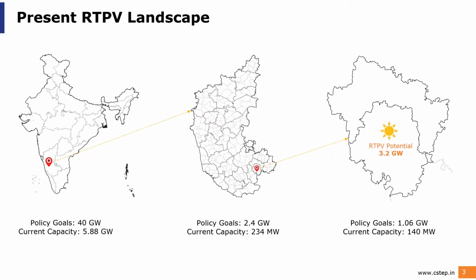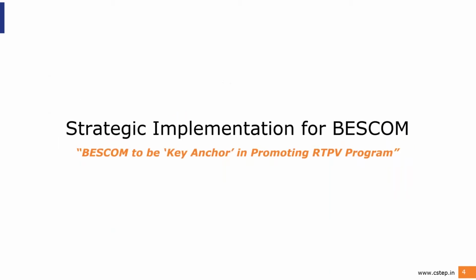Using CREST, we came to know that the city has real RTPV potential of 3.2 gigawatt, which is really huge. So by seeing the gap between higher potential and sluggish growth, it becomes essential to plan innovative implementation strategies. Here we recommend BESCOM to play an anchor role in the whole implementation program.